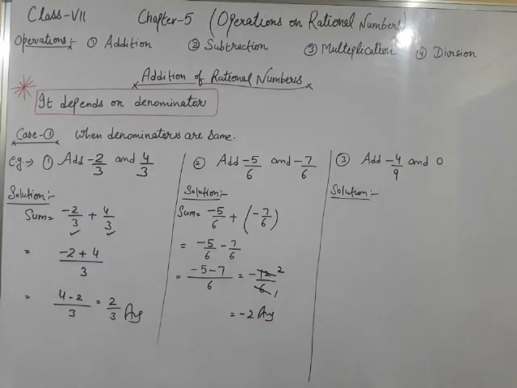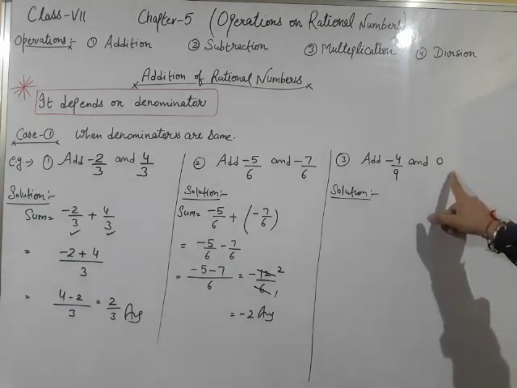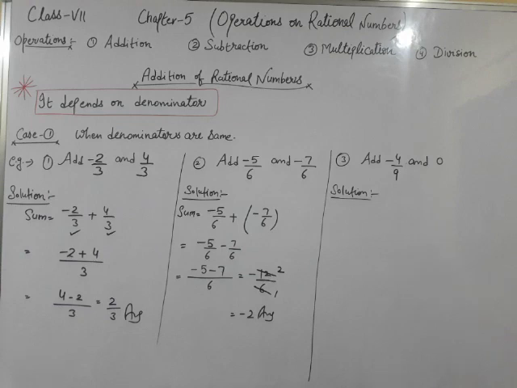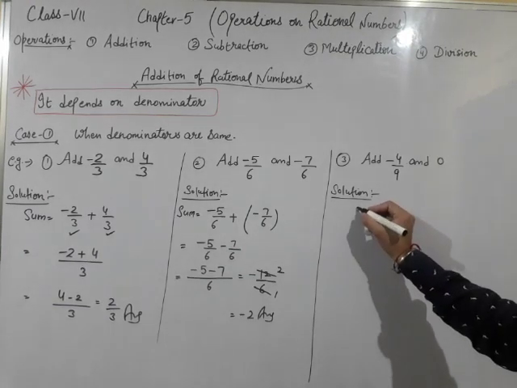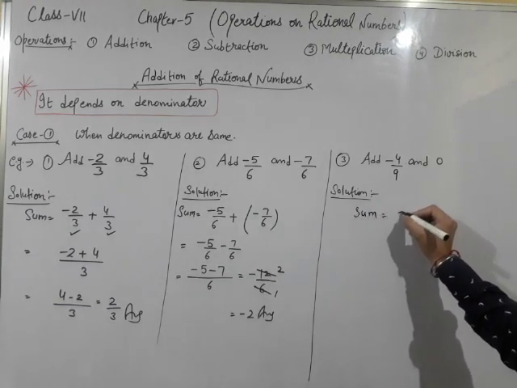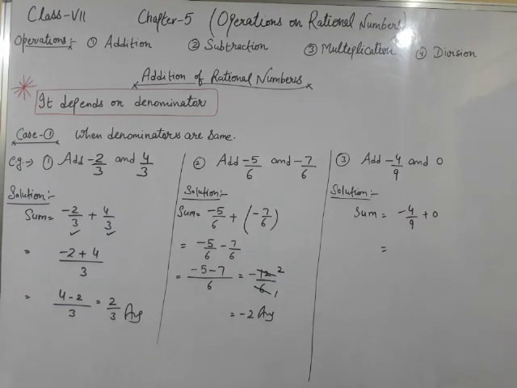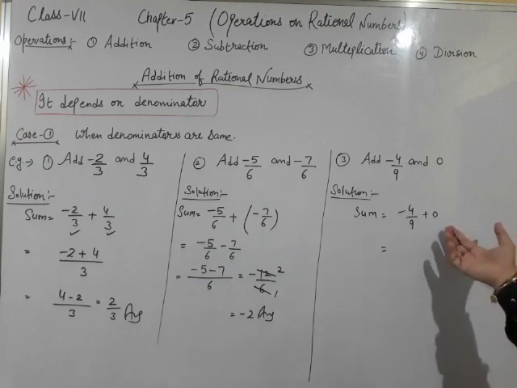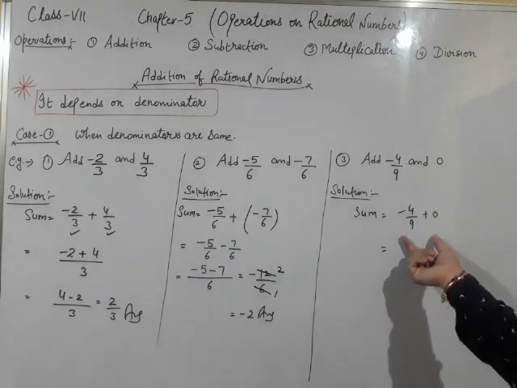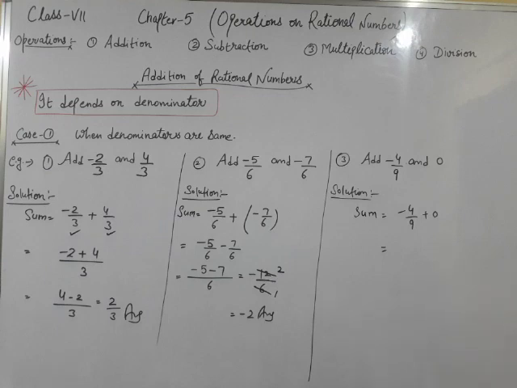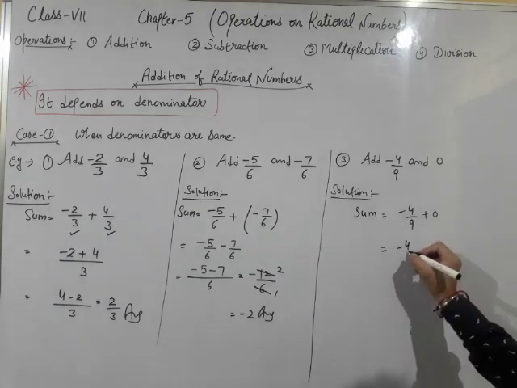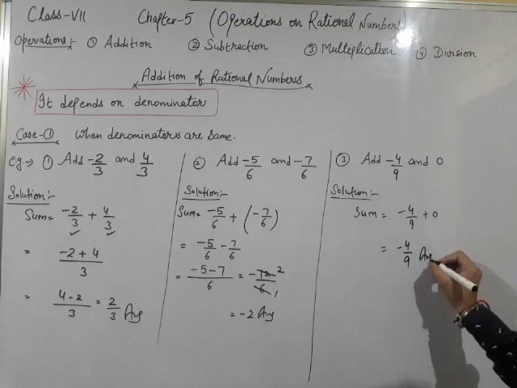Now move on to our third question. We have to add minus 4 by 9 and 0. How will we add? Nothing to worry about in this question, because we have to add 0. We will follow the same pattern. Sum is equal to minus 4 by 9 plus 0, and we will apply here the property of 0, because when we add 0 to any number, that number remains unchanged. So we will get minus 4 upon 9 as our answer.